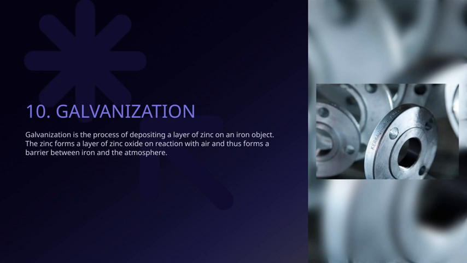Connecting this to our overall theme, galvanization is a practical and effective method of corrosion protection, especially in environments where iron objects are exposed to harsh conditions. It's a great example of how understanding chemical reactions can lead to real-world solutions for durability and longevity.